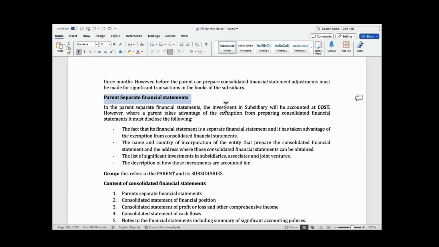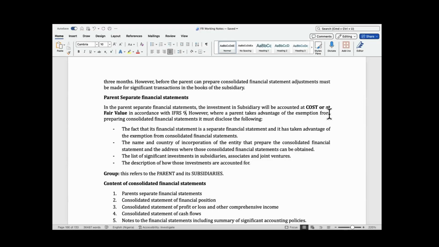And in your separate financial statements, your investment in subsidiary, you must account for it at cost or at fair value in accordance with IFRS 9. IFRS 9 on financial instruments deals with this, and I will teach you. When you buy shares in another company, you need to put it in your books as an investment in equity, either at cost or at fair value, using the principles in IFRS 9.